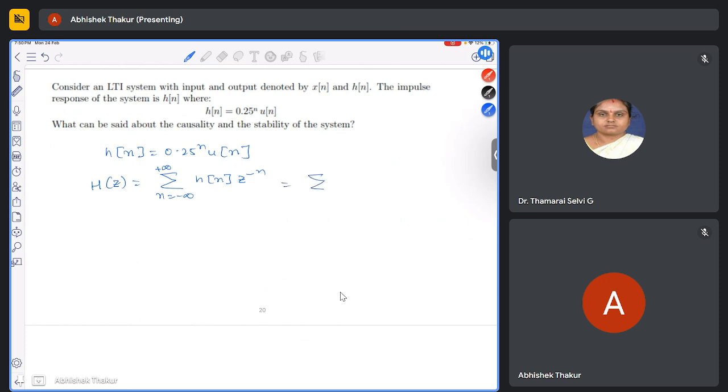So we can write this as 0.25 to the power of n. It's a unit step function, so n will be from 0 to plus infinity now, and with z to the power of minus n we can write this as 0.25 z inverse to the power of n. So it implies that our H of z is equal to 1 by 1 minus 0.25 z inverse. And what will be the ROC?